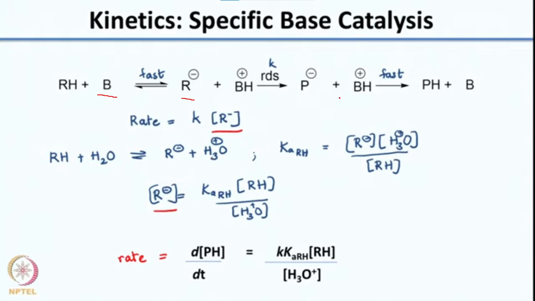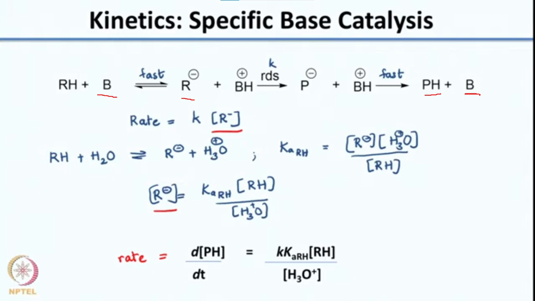Now after the rate determining step, you will get P minus and BH plus, and again the proton transfer will take place faster and it will give you the product PH and base. So base will remain unchanged at the end of the reaction. That's why it is called a specific base catalyzed reaction.